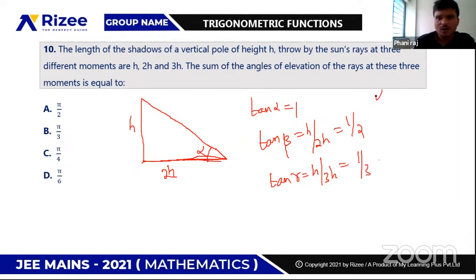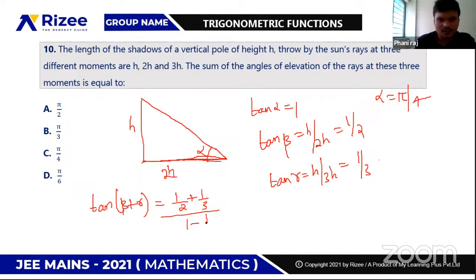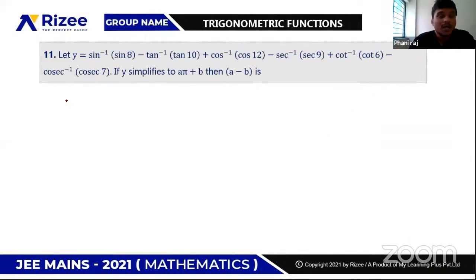Now clearly, if tan alpha equals 1, alpha equals pi by 4. We should find the sum of the angles, alpha plus beta plus gamma. We'll see tan of (beta plus gamma) and take tan inverse of that. This is (1 by 2 plus 1 by 3) by (1 minus 1 by 2 into 1 by 3), which is 5 by 6 by (1 minus 1 by 6). So it is 1. So beta plus gamma is also pi by 4, because tan (beta plus gamma) equals 1. So alpha plus beta plus gamma equals pi by 2.